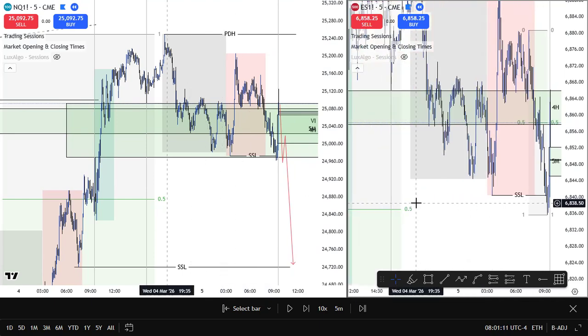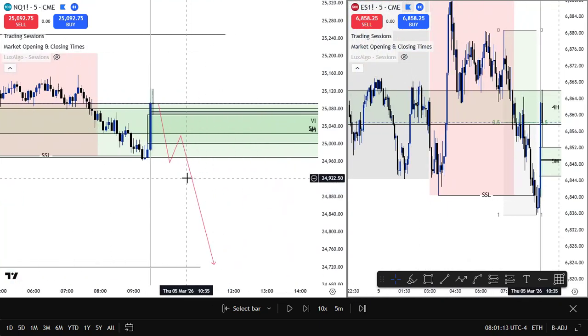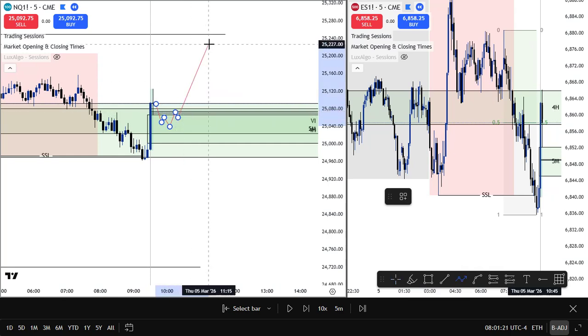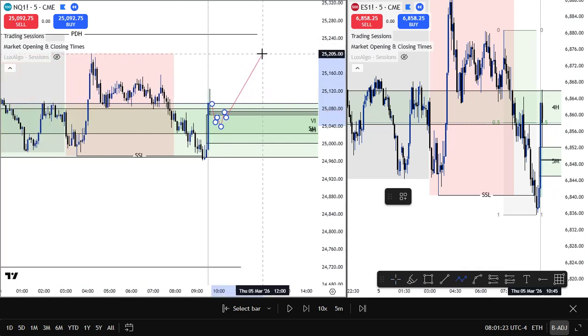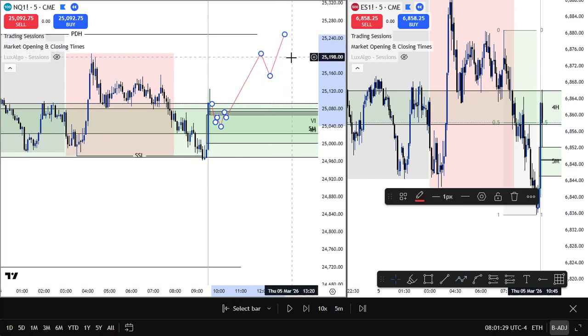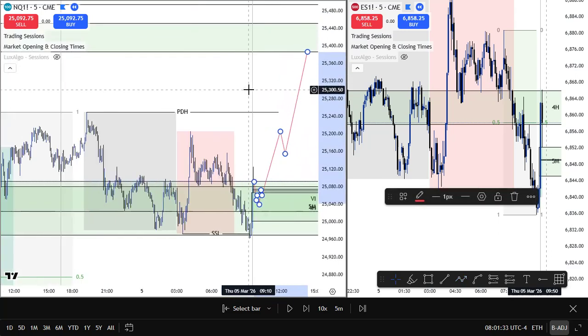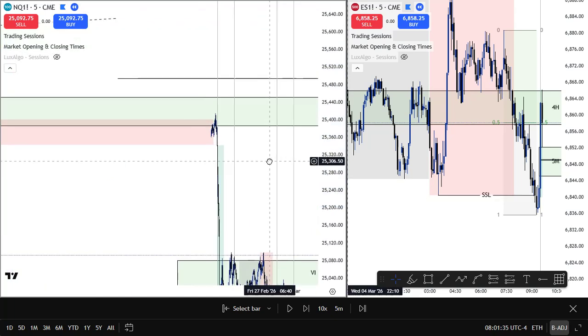Otherwise, if not this, then I'd like to see price forming sort of entry model here for buys, and then I'd like to target at least London high and then potentially the previous day high as a full take profit target with some potential extension till this, not sure what that is.